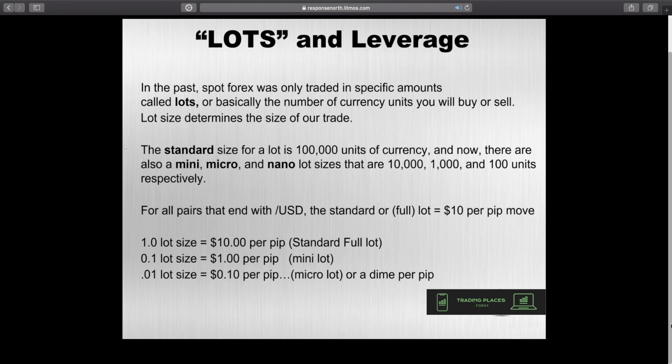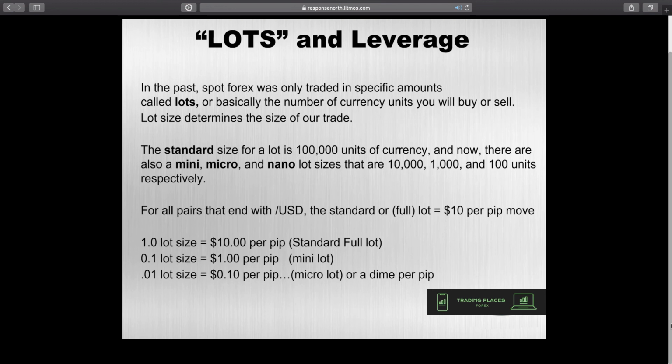So lots. Lot size determines the size of our trade. Without getting too into it, there are 100,000 units of currency. You'll see this all the time in any Forex definition. So a standard lot, a standard size for trading, is 100,000 units of currency.